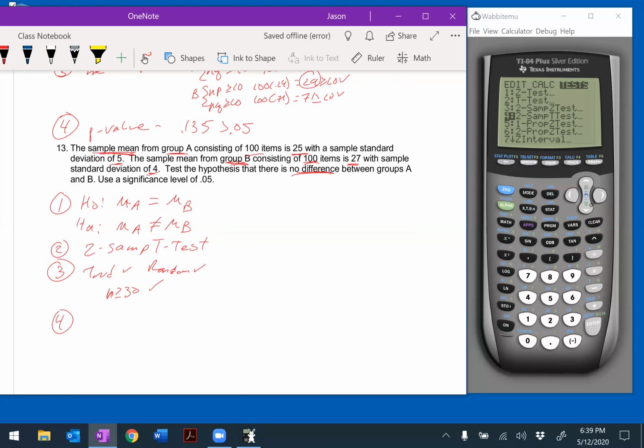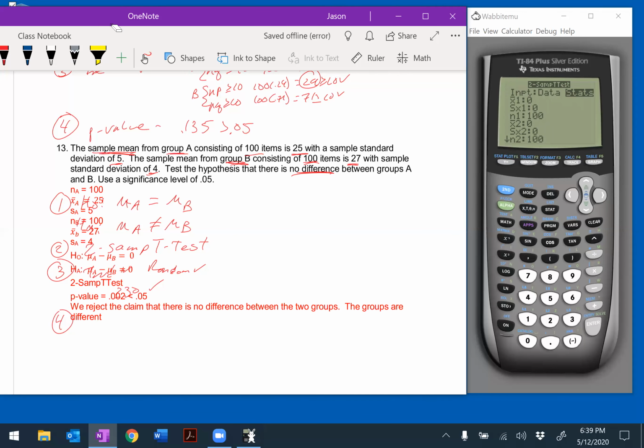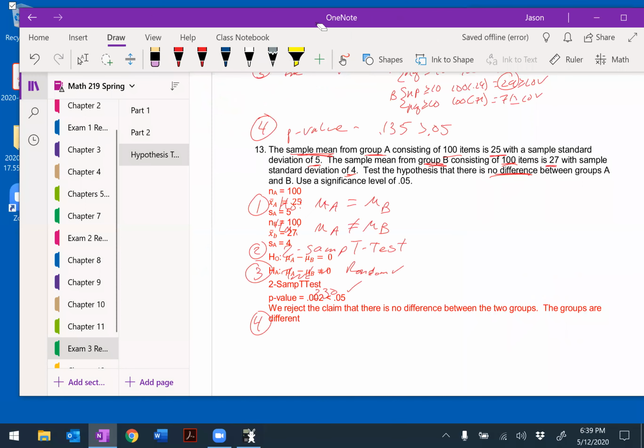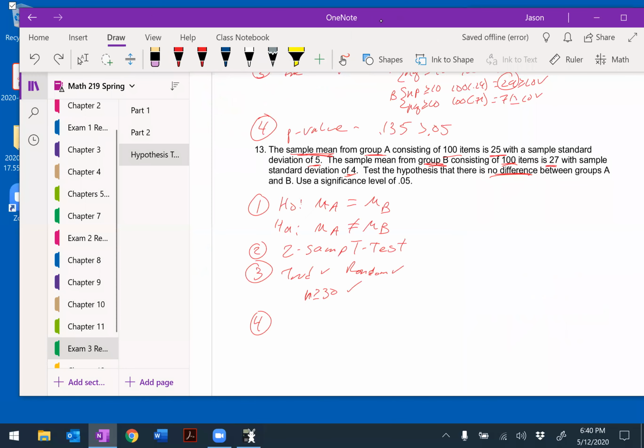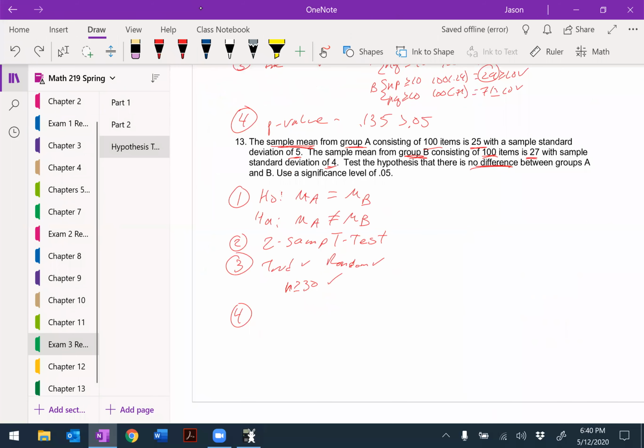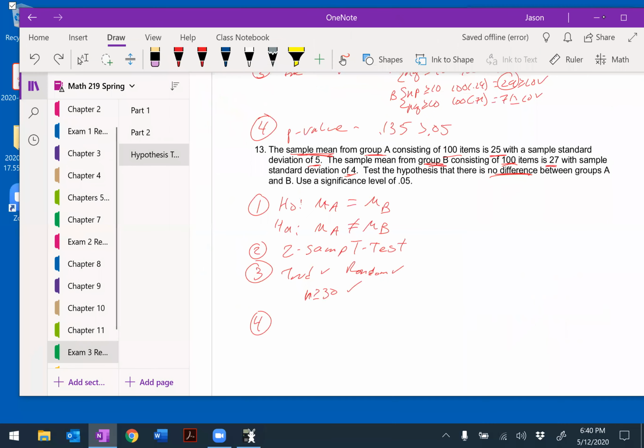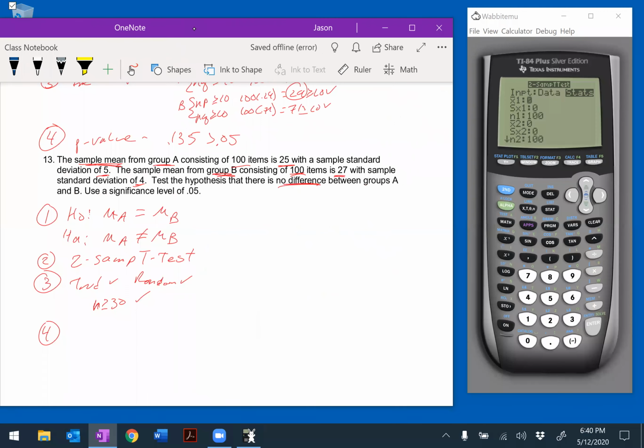Okay, number 4, let's calculate our values here. So x1 is going to be, oh no, it's 100 items. I'm sorry, they're both 100 items. So n is greater than or equal to 30. Yes, because n equals 100 in group A and n equals 100 in group B. So greater than 30. Check.